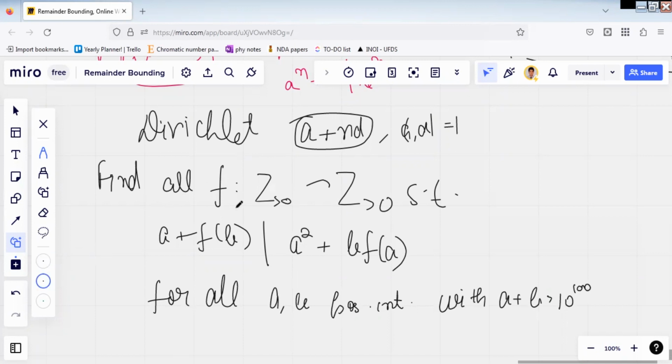Okay, so you basically have that. Find all f from naturals to naturals such that A plus f(B) divides A square plus B times f(A) for all natural A, B with A plus B greater than 10 to the power 100. Like A plus B is basically large. Try this problem for 5 minutes.